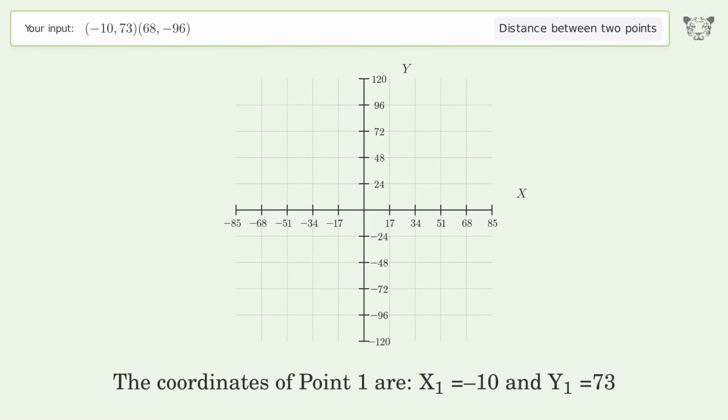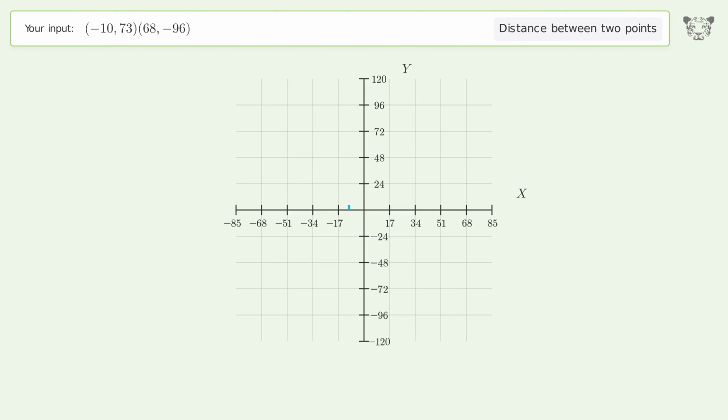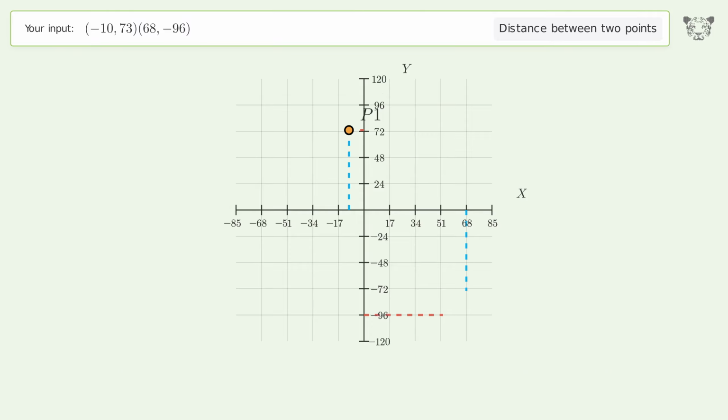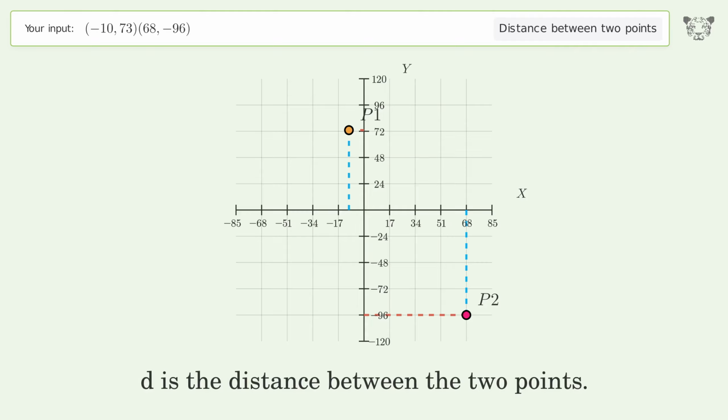The coordinates of point 1 are x1 equals -10 and y1 equals 73. The coordinates of point 2 are x2 equals 68 and y2 equals -96. D is the distance between the 2 points.